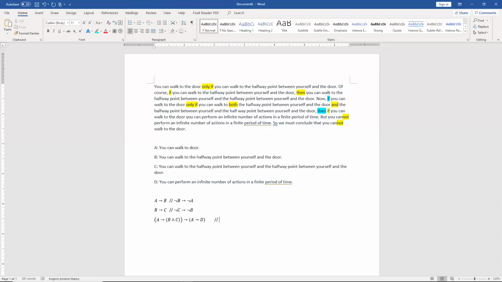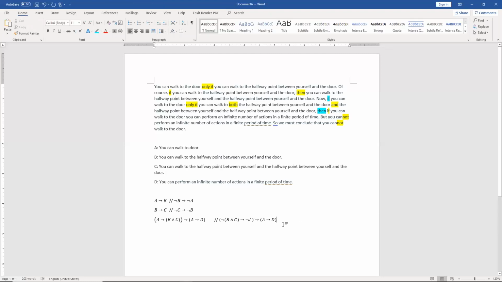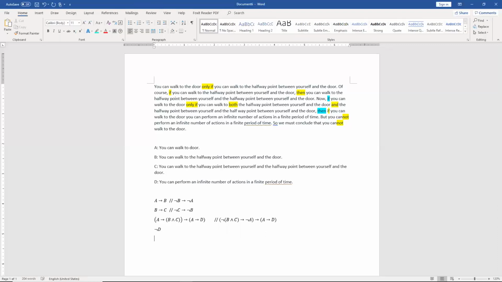Some people wrote this, this was a common alternative. Again, that's fine. This is equivalent to the original, the one I wrote. Okay, so that's the third sentence. Okay, fourth sentence, but you cannot perform an infinite number of actions in a finite period of time. So that would just be not D. And then the conclusion, so we must conclude that you cannot walk to the door.